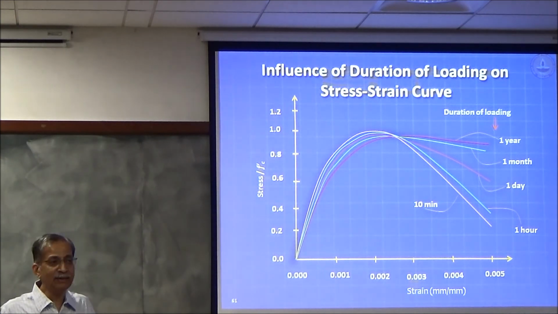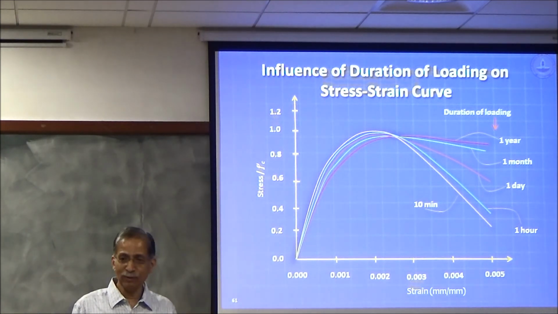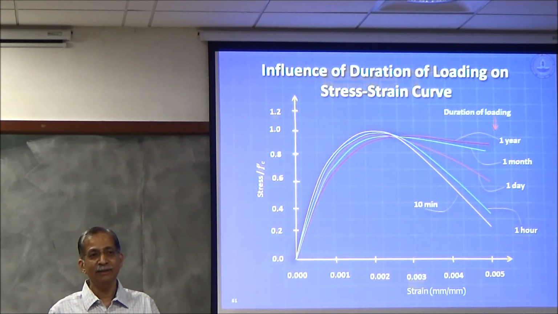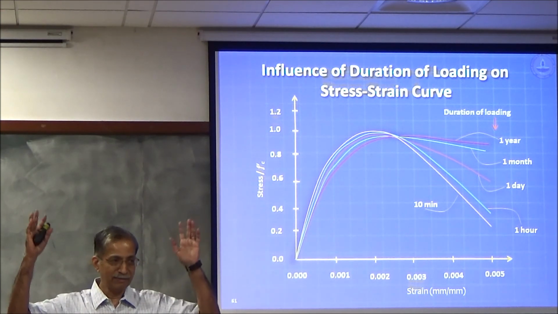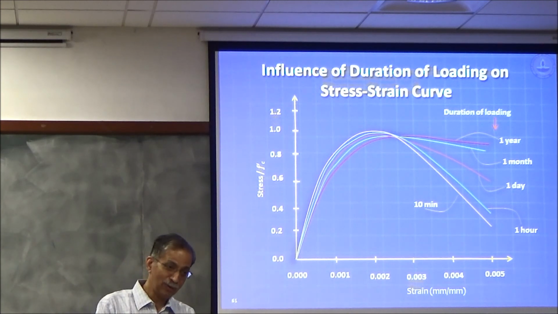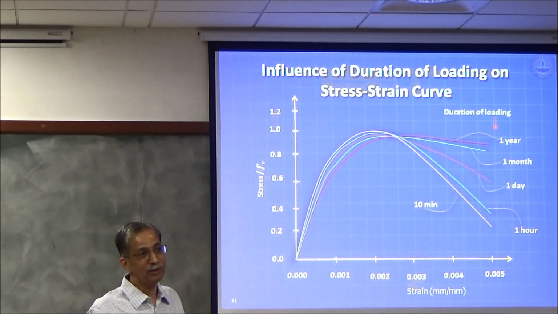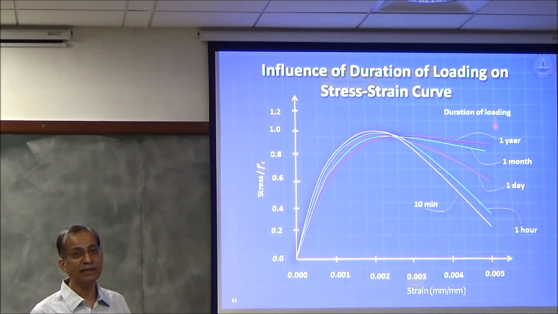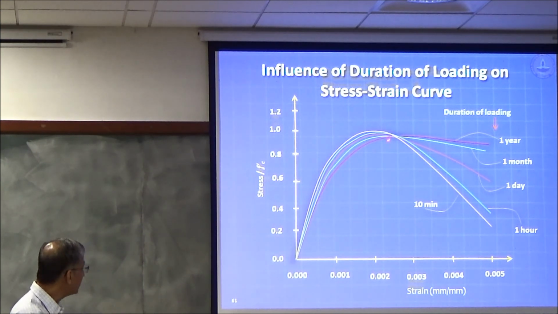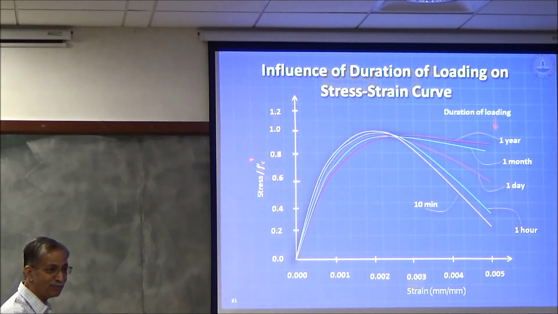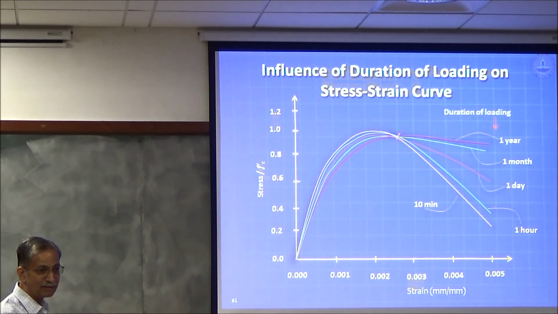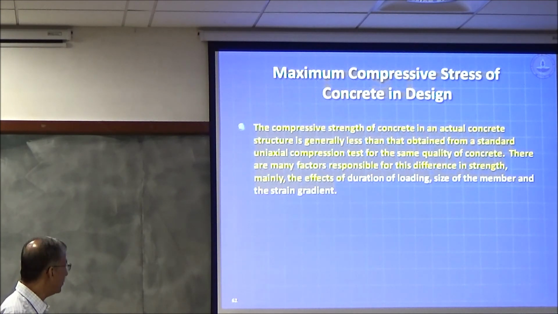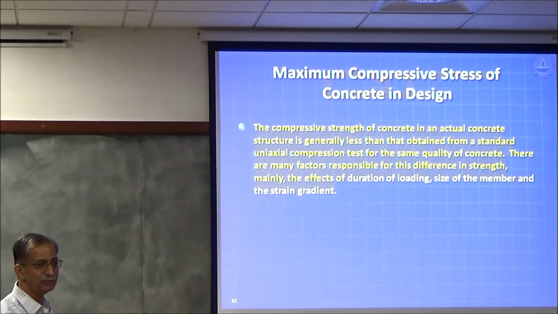In reality, loading is slow. We don't test to crushing in 5-10 minutes in real life structures. We hope they don't even fail at all. They should last, you said, 50 years, 100 years. So then you realize the strength should not be taken as full fc. You must give a discount here. We will see this in the next class.